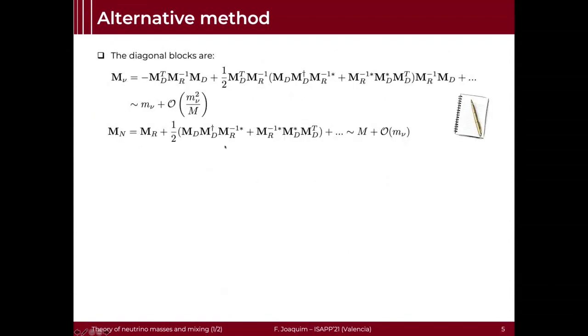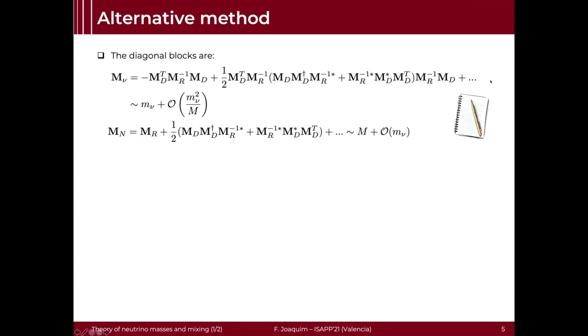This involves a little bit of algebra, but the result is the following. You see M_nu is equal to this term here, which is nothing but the one which was also obtained when we performed the integration of the heavy degrees of freedom.